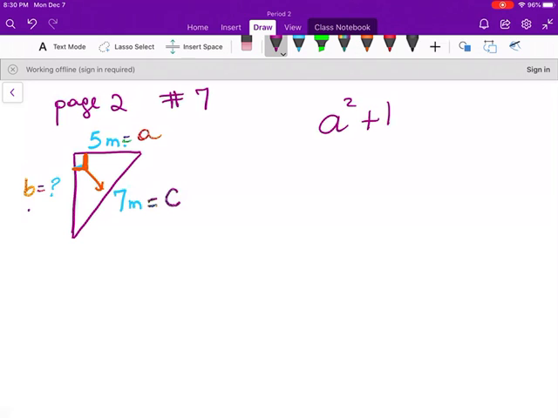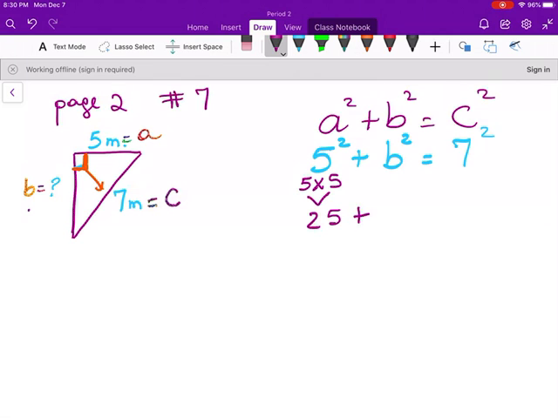Step 2, write down the formula: A squared plus B squared equals C squared. Step 3, plug in what you know. We know A is 5 squared, B is B squared, and C is 7 squared. Now we are going to square. Remember, this is not 5 times 2, it's 5 times 5, 25, plus B squared. 7 squared is 7 times 7. 7 times 7 is 49.